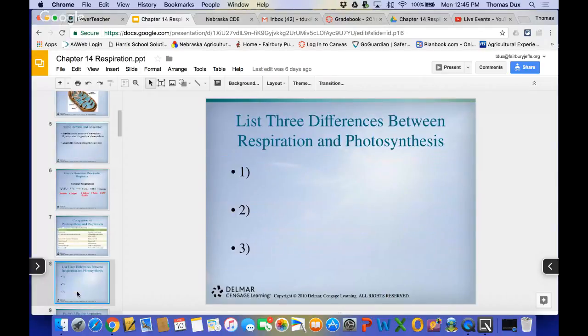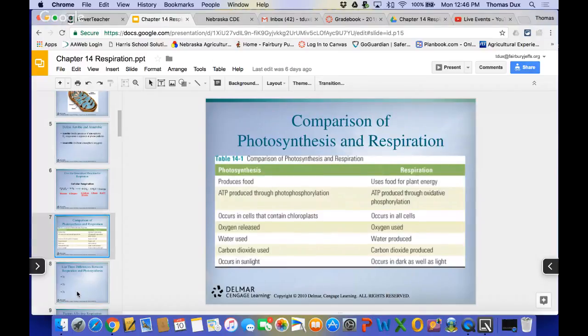So here's what I want you to do. Real quick, just jot down, if you haven't already, at least 3 differences between the two. Okay? One difference could essentially be, where is this occurring? It occurs in the mitochondria. So you could put cell respiration occurs in the mitochondria. So there's one difference, because photosynthesis occurs in the chloroplast.